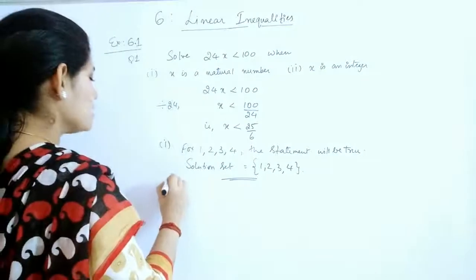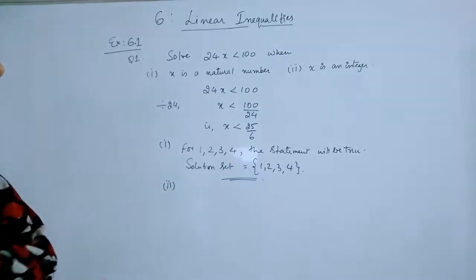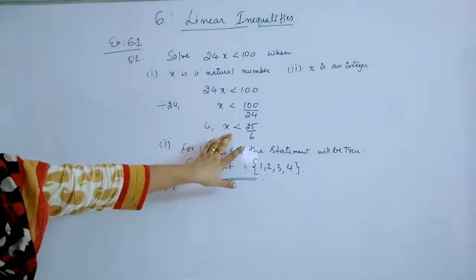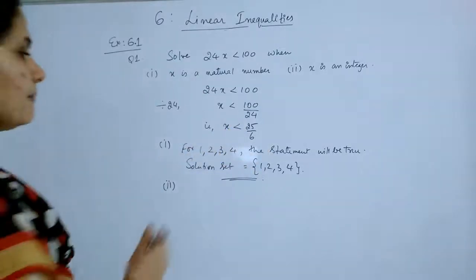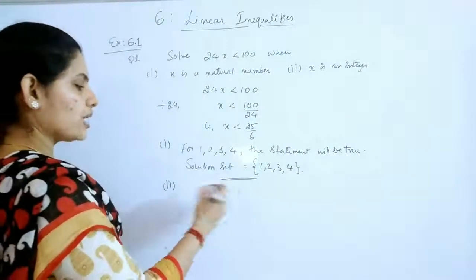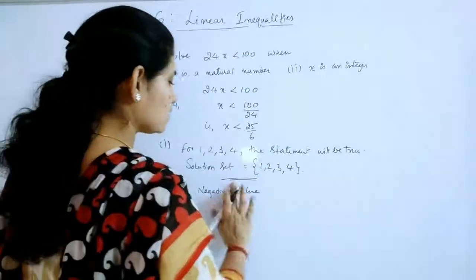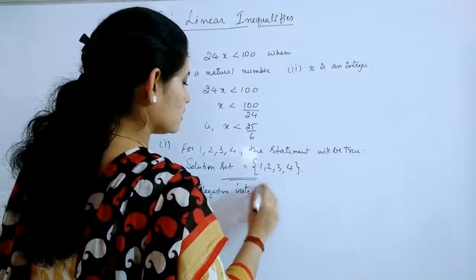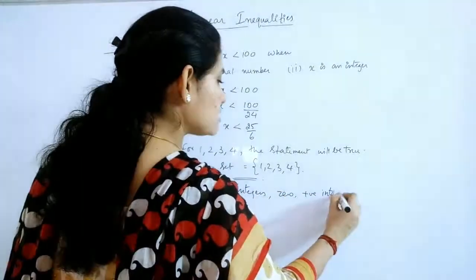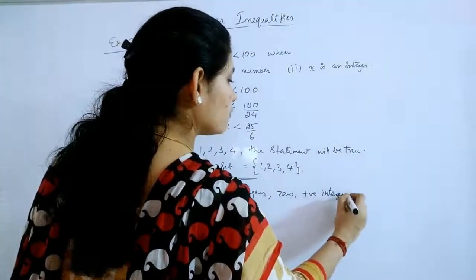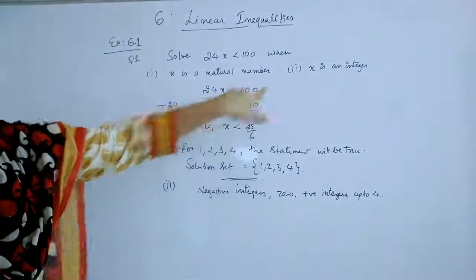Now going for the second part, they are saying that x should be an integer. You can see that for this inequality, if you take a negative value, then also it will satisfy the inequality because it is less than a positive thing. So all negative integers, together with 0, and positive integers up to 4 can be taken. For all these values, your statement will be true.